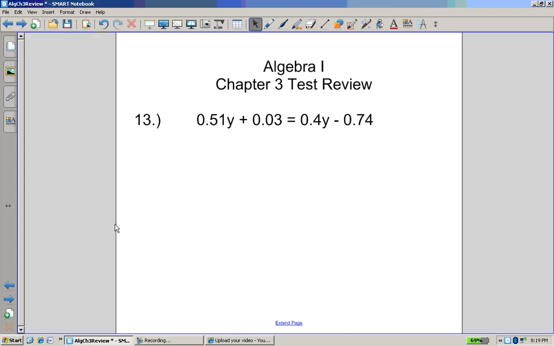So, hello again. This is some more test review, chapter 3. Again, we're going to be covering two things. We're going to be covering clearing fraction and decimal multi-step equations. We're also going to be looking at literal equations and formulas. Let's go ahead and get started.